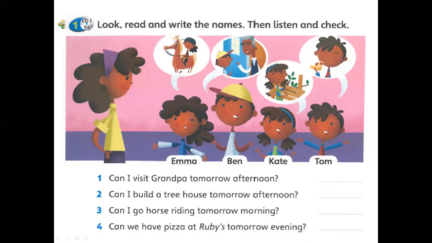Okay, so in our meeting, we are going to ask and answer using this form. What would you like to do in the holidays? Can I visit my grandpa and my grandma? This is an example. Or, can I go learn swimming? Or, can I do my homework? And so on and so forth.